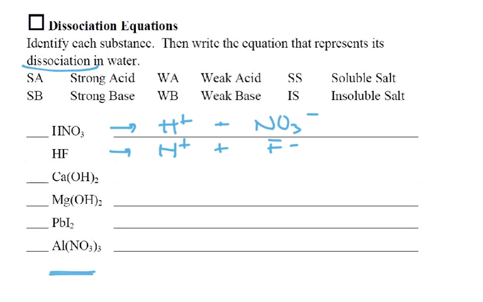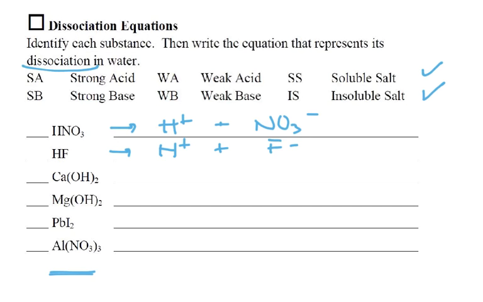So what we care about is how do we classify those compounds? Are they acids, are they bases, or are they salts? And the second thing, do they break up completely, or should we use a double arrow, which shows that they only break up partially?